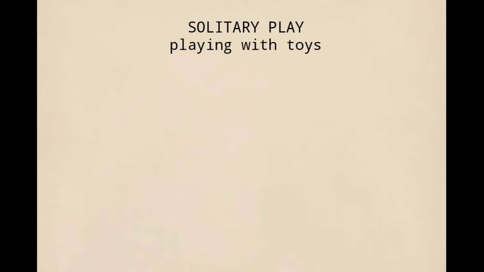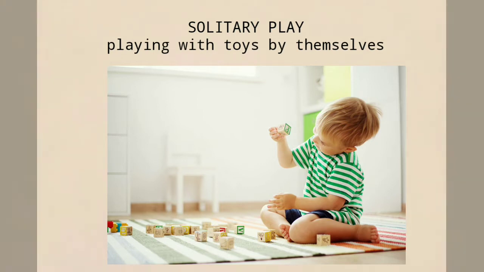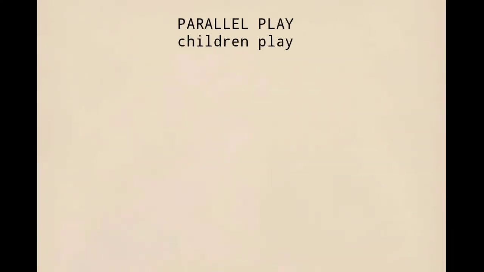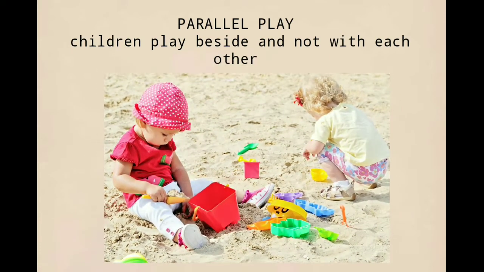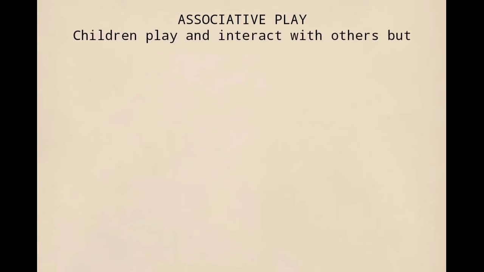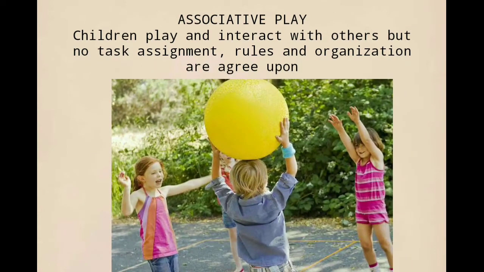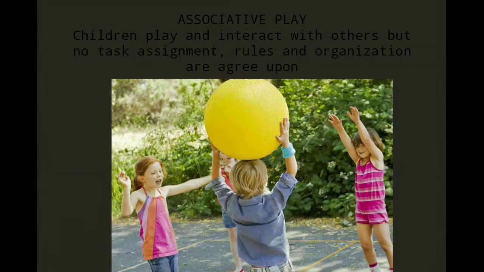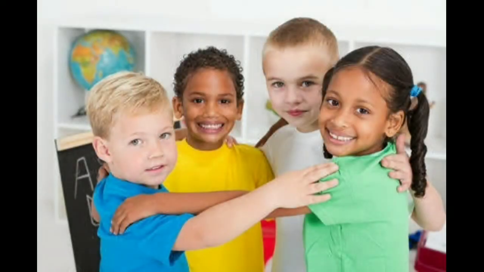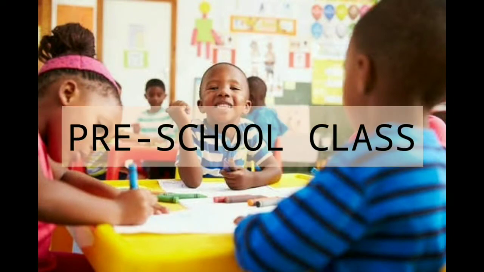Third, solitary play. Playing with toys by themselves. Fourth, parallel play. Children play beside and not with each other. Fifth, associative play. Children play and interact with others, but no task, assignment, rules, and organization are agreed upon. Example, a kid is now able to attend preschool class, and the kid is now able to make friends and playmates.